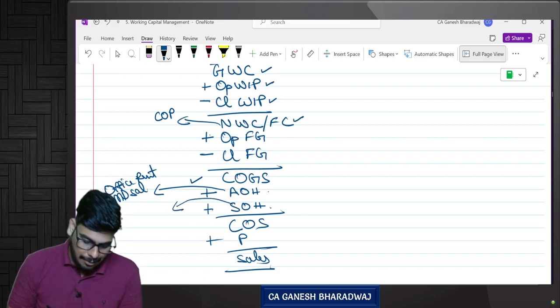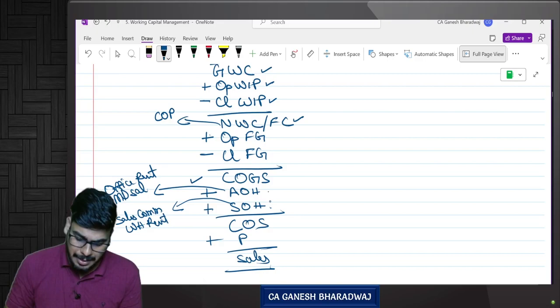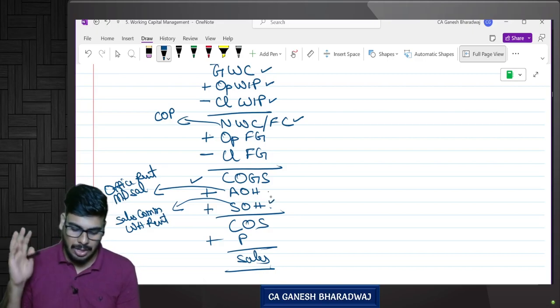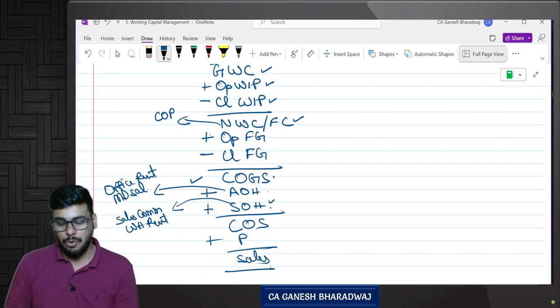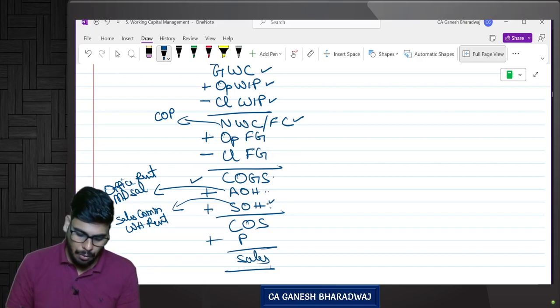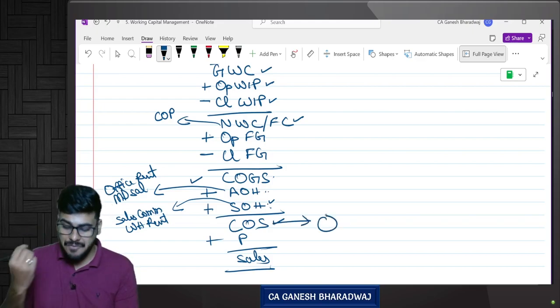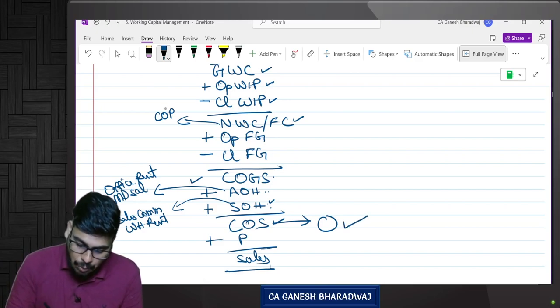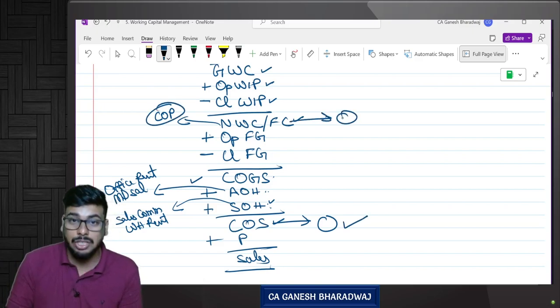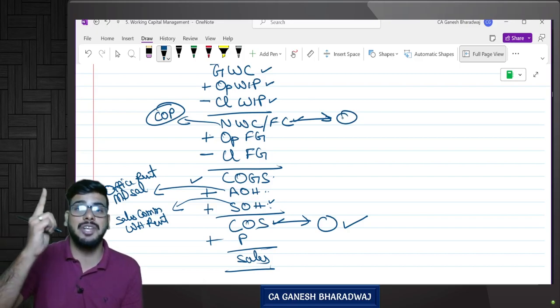Selling overheads. The example for selling overheads will be sales commission, or we can even say warehouse rent, correct? Warehouse rent. So any kind of indirect expense incurred in the sales area is called selling overheads. So to my cost of goods sold, if I add my administrative overheads and selling overheads, I get the cost of sales. What do you mean by cost of sales? The cost incurred in respect of every unit sold. Whereas what is the cost of production? This is nothing but the cost incurred in respect of every unit produced.